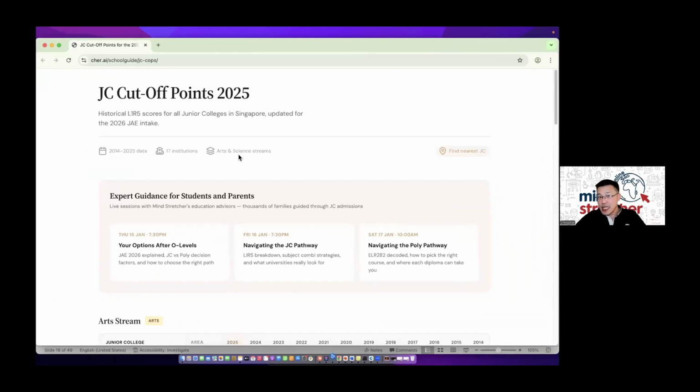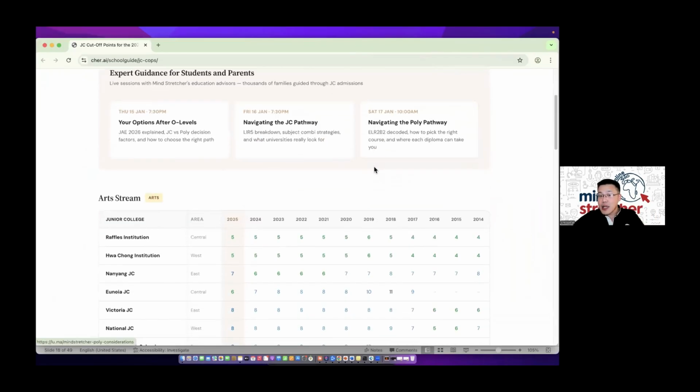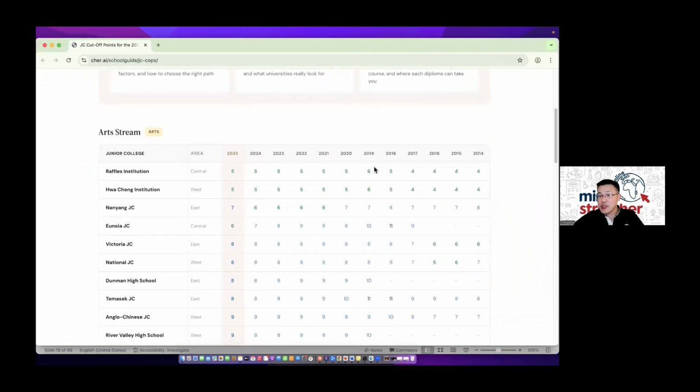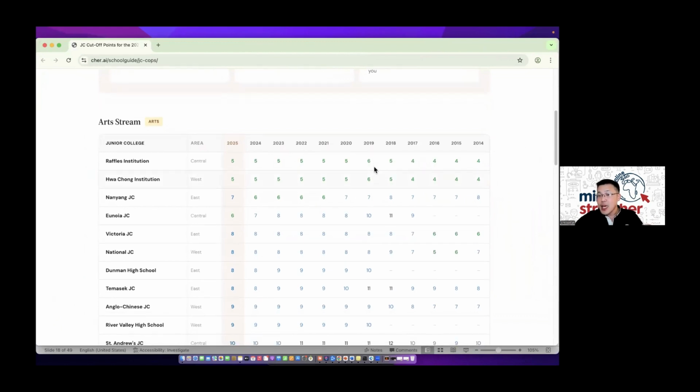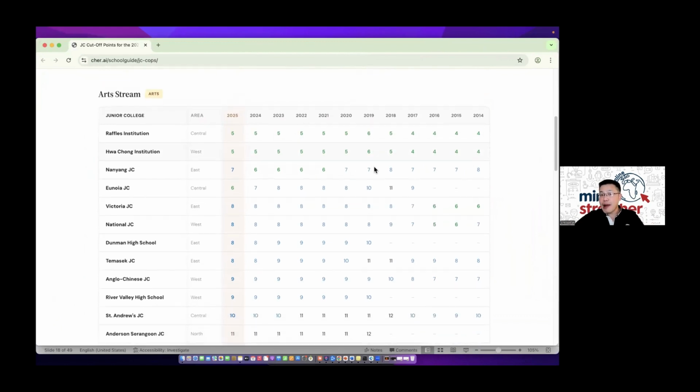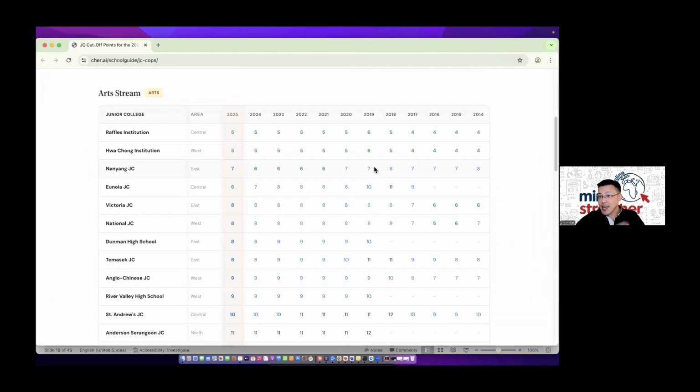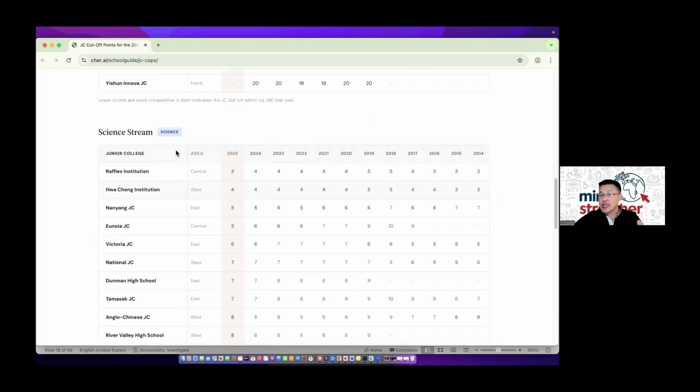This is the JC cutoff points that we have consolidated. So if you look at this here, how you use it is, from this screen you can see the whole compilation of JCs. It's like a 10-year, all the way looking back from 2025 to 2015. The schools and their cutoff points, both for the arts stream and also for the science stream.